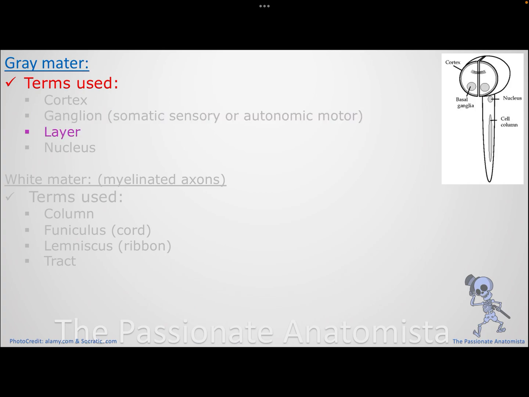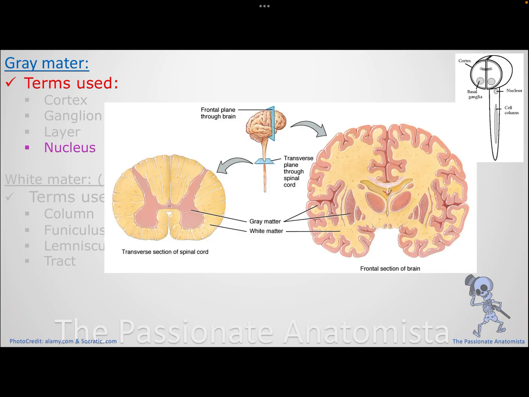Now we have also the word layer. You will get to see the cerebellar layer. If you have a layer in the central nervous system, you need to think about the gray matter. The nuclei, as I mentioned previously, is when you get to have a group of cell bodies. This is basically gray matter. So the nucleus is not the nucleus of a cell. It's a group of cell bodies in the central nervous system.